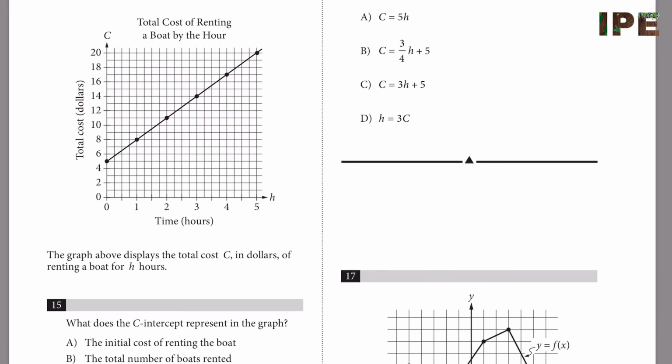Question 15 and 16 refer to the following information. Total cost in dollars and time in hours. The graph above displays the cost C in dollars of renting a boat for H hours. It's a linear model problem, right?